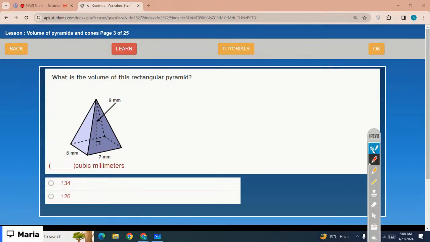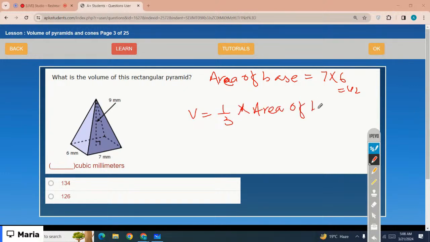What is the volume of the rectangular pyramid? So again, you have to find the area of base first. That is 7 times 6 equals 42. Now you have to find the 1 by 3 times the area of base times the height. So that is 1 by 3 times 42 times height is 9, right? So that is 3 times 2 is 6 and 3 times 4 is 12.